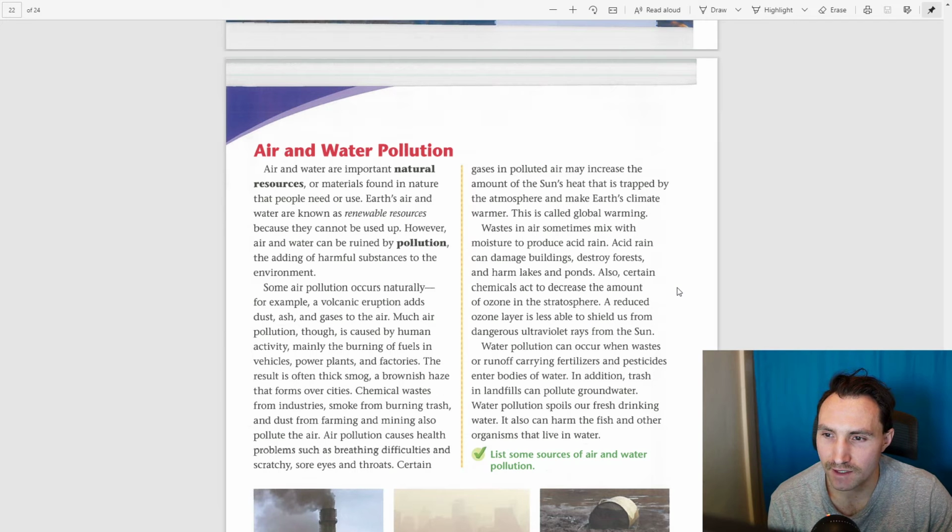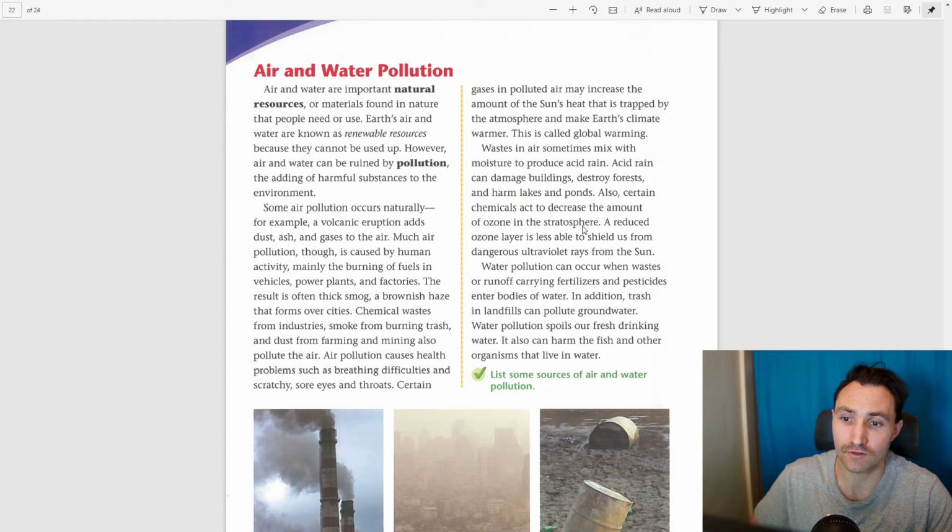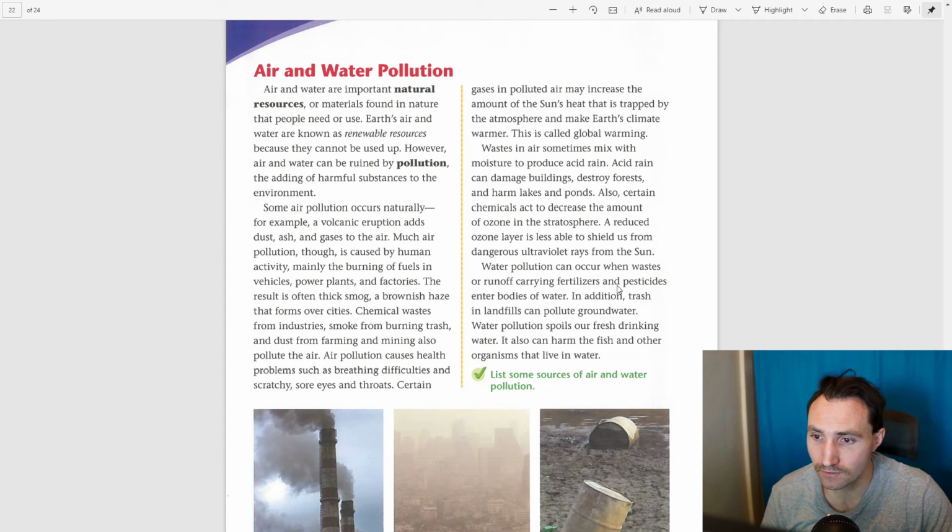Waste in the air sometimes mixes with moisture to produce acid rain. Acid rain can damage buildings, destroy forests, and harm lakes and ponds. Also, certain chemicals act to decrease the amount of ozone in the stratosphere. A reduced ozone layer is less able to shield us from dangerous ultraviolet light from the sun. So our pollution is making it more dangerous from our sun's rays.